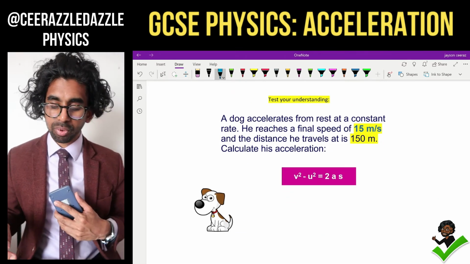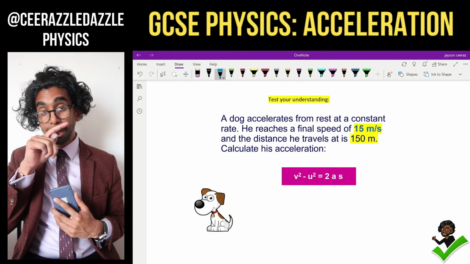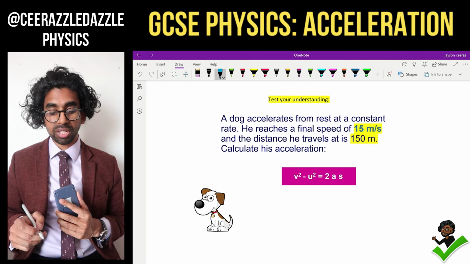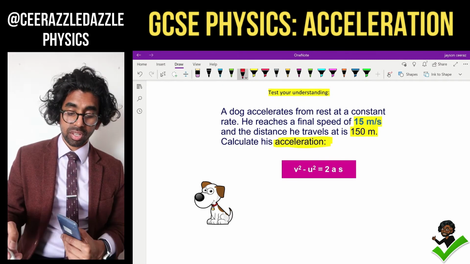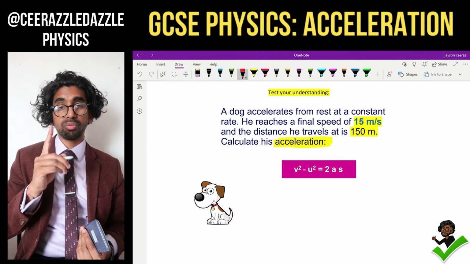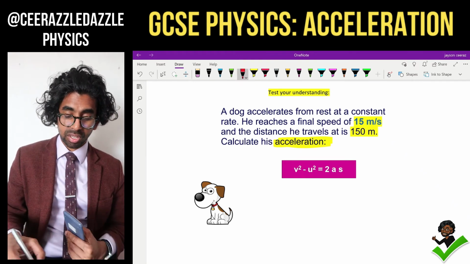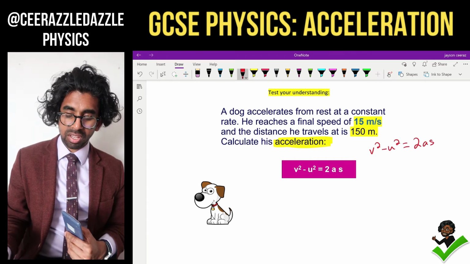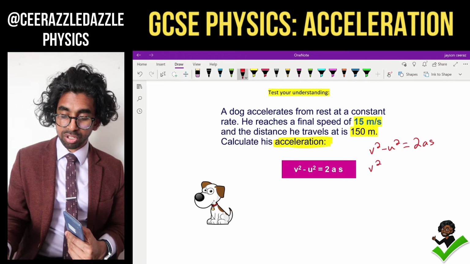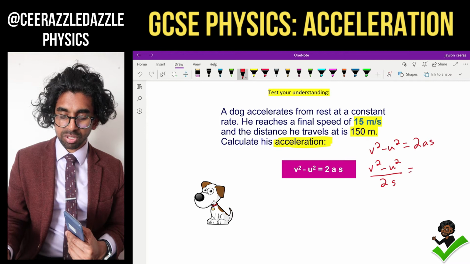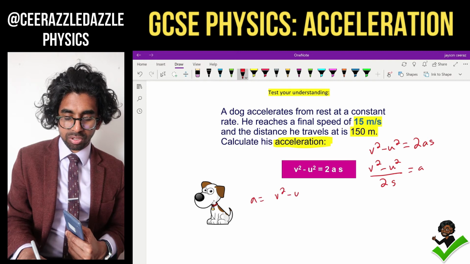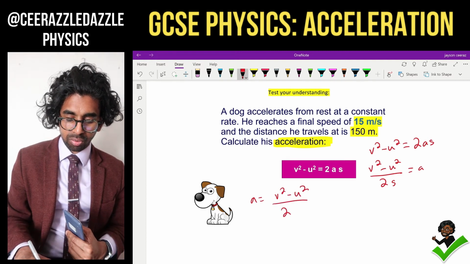A dog accelerates from rest at a constant rate. He reaches a final speed of 15 meters per second, and the distance he travels is 150 meters. Calculate the acceleration. So we've got to rearrange that formula to make A the subject. V squared minus U squared is equal to 2AS. I want the A by itself. I simply take the 2 and the S underneath. V squared minus U squared all over 2S is equal to A.